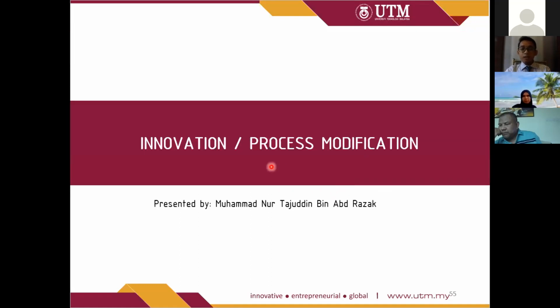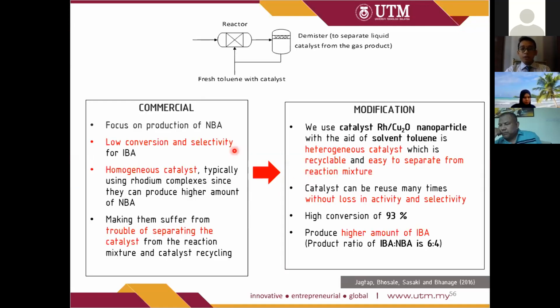And the last part is our innovation or process modification. Commercially, this process, hydroformylation, focuses on production of NBA, and this causes low conversion of and selectivity for our desired product, which is IBA. And they use a homogeneous catalyst, which makes it troublesome to separate the catalyst from the reaction mixture and to recycle the catalyst.